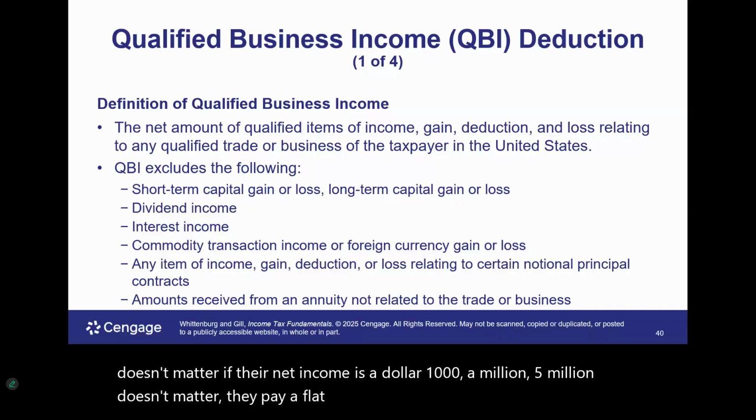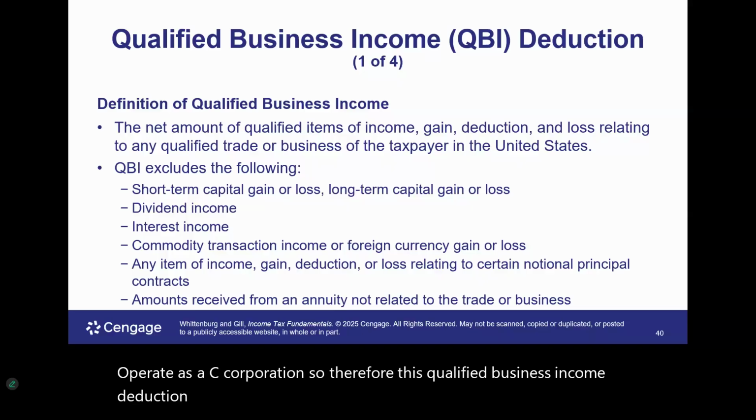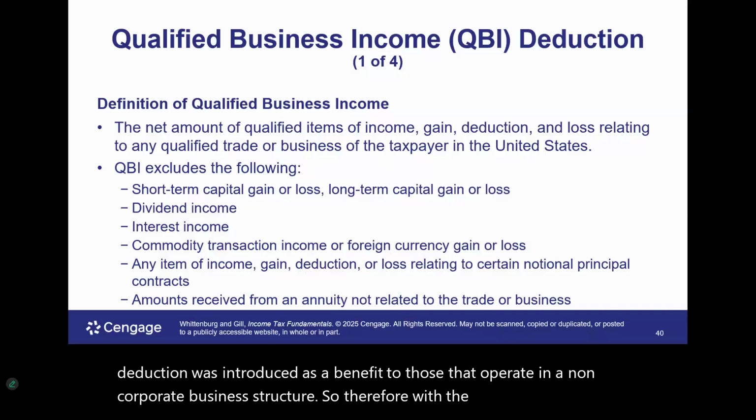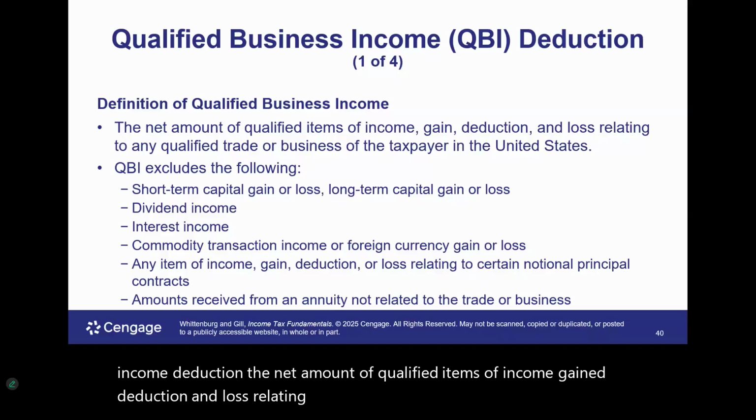The issue, however, is that not all businesses operate as a C corporation. So therefore, this qualified business income deduction was introduced as a benefit to those that operate in a non-corporate business structure. So with the qualified business income deduction, the net amount of qualified items of income, gain, deduction, and loss relating to any qualified trade or business of the taxpayer in the U.S.